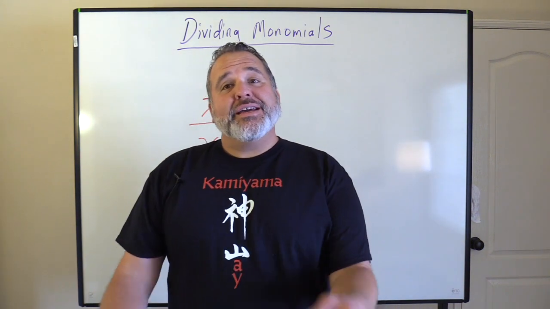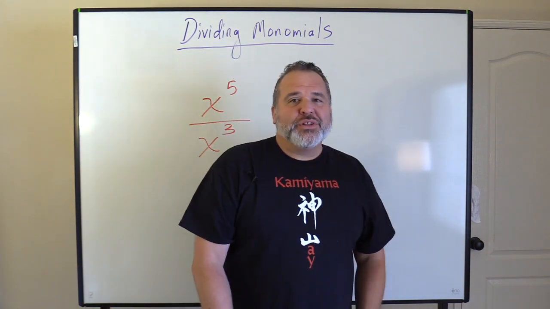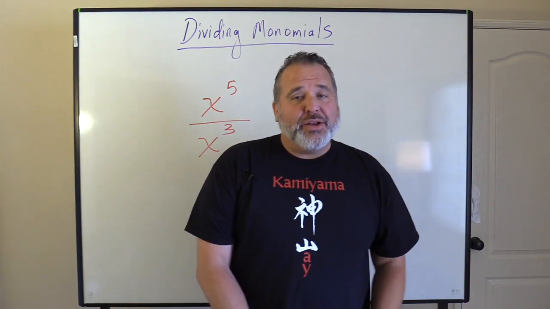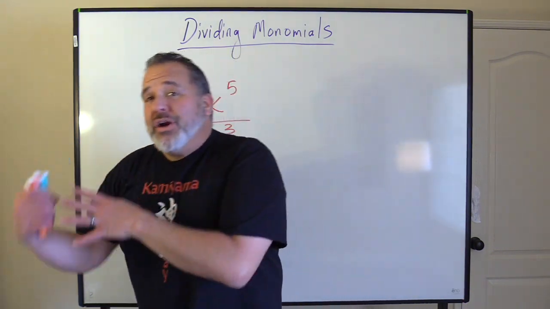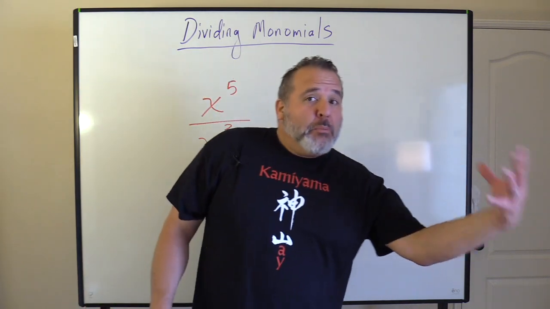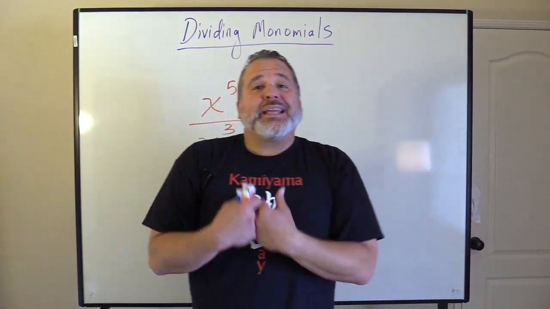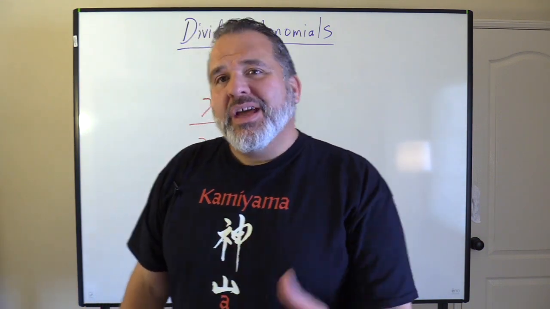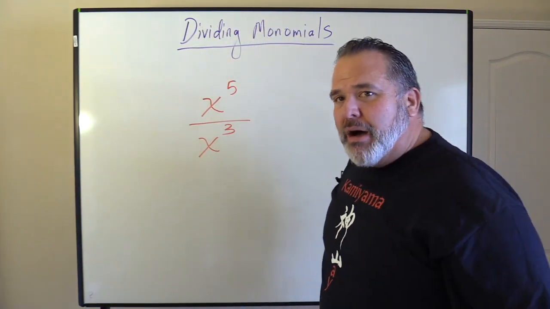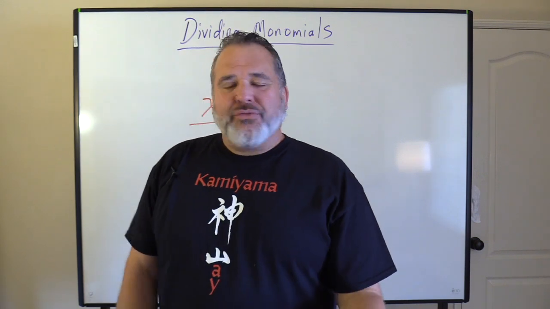It's Mr. Kamiyama again. We're going through our journey of exponents, right? Now we talked about multiplying monomials. We talked about power of a power. We talked about multiplying monomials with the power of a power, and when they're combined, how to do them, how to get our answer, how to simplify those. But what happens when we're talking about dividing monomials? Okay, it's a little bit different, all right?